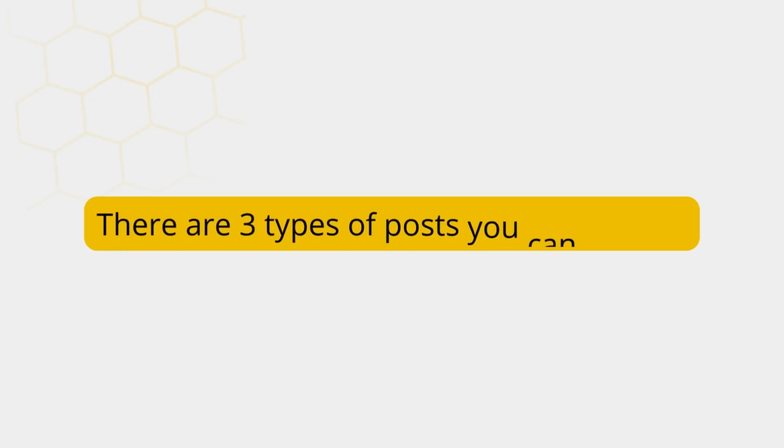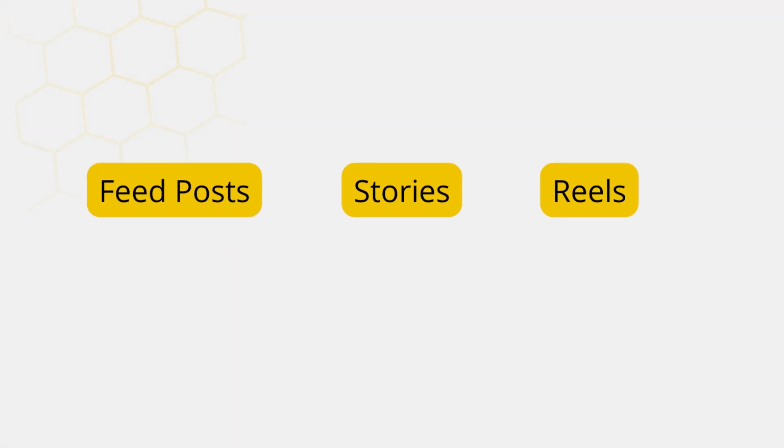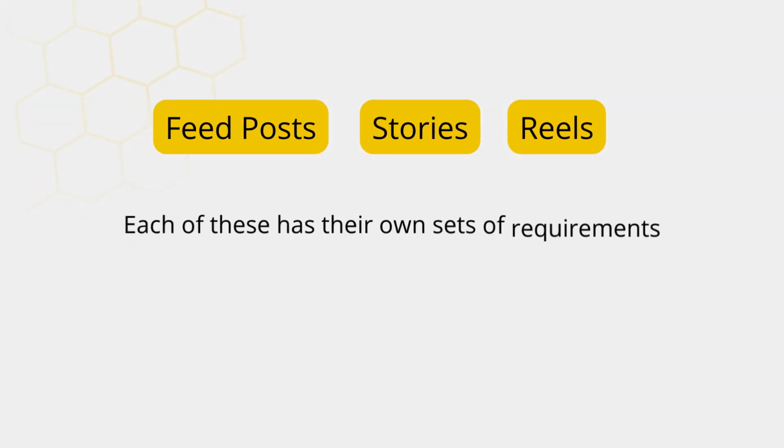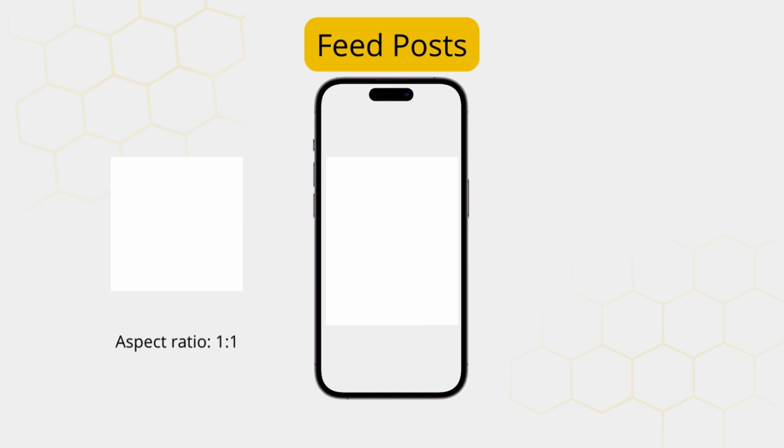There are 3 types of posts that you can publish to Instagram through SocialBee: feed posts, stories, and reels. Each of these have their own sets of requirements that we'll go through in this video. Feed posts typically have an aspect ratio that's square, portrait, or landscape.